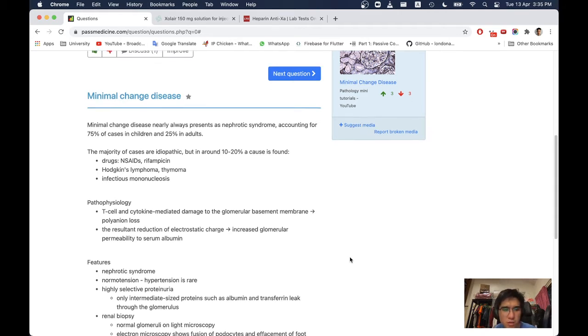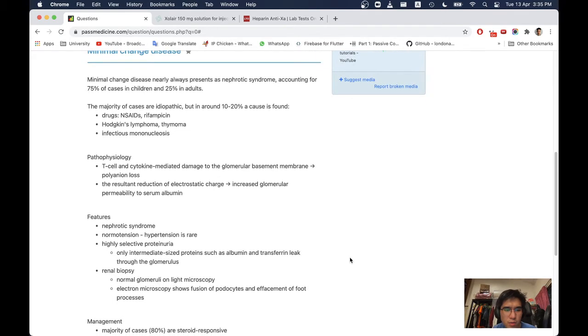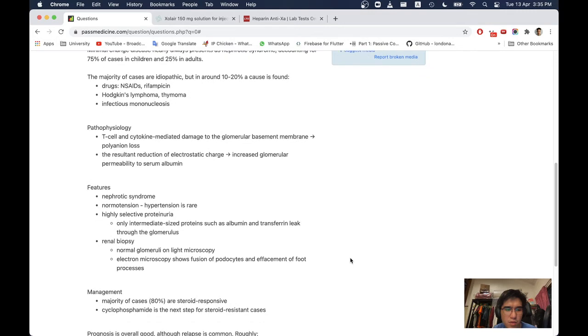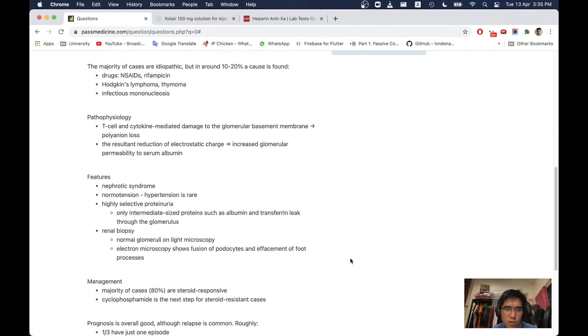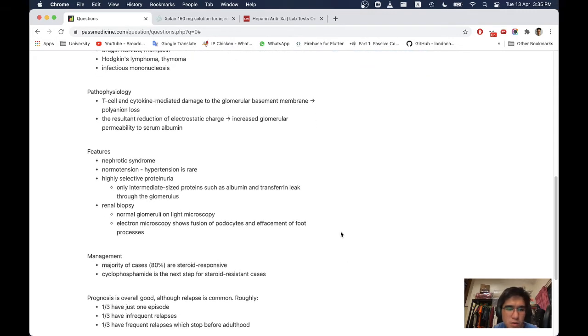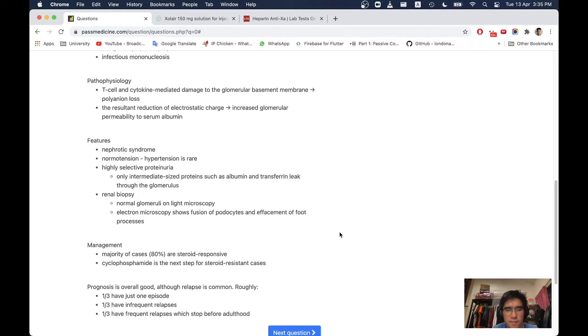Features: nephrotic syndrome, normotension, hypertension is rare, and highly selective proteinuria, where only intermediate-sized proteins such as albumin and transferrin leak through the glomerulus. Renal biopsy shows normal glomeruli on light microscopy, that's why it's called minimal change. Electron microscopy shows fusion of podocytes and effacement of foot processes.